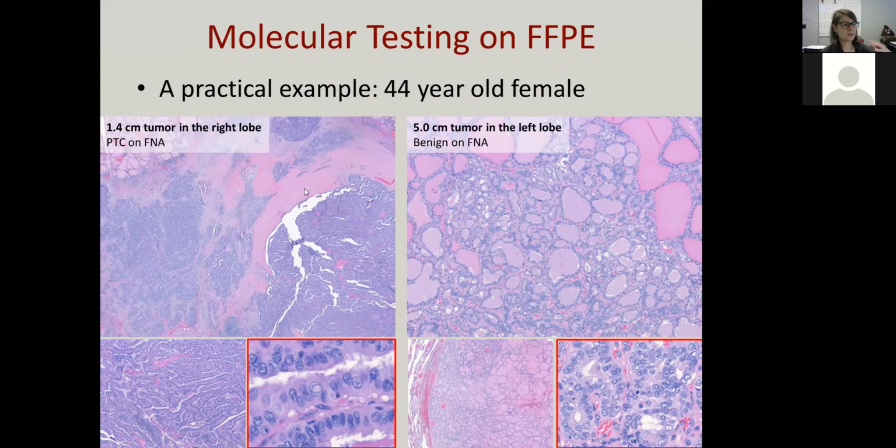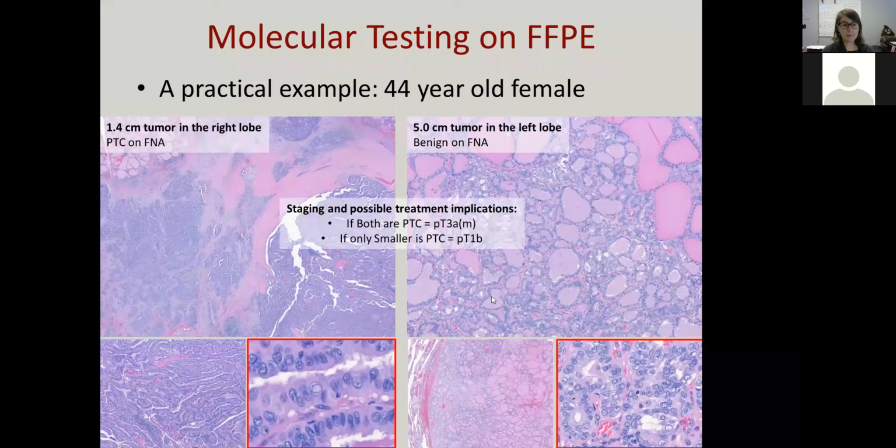A female has two tumors, one on the right, one on the left. The one on the left is a classic papillary carcinoma with stromal sclerosis, invasion, intranuclear inclusions. The one on the right is larger, 5 centimeters, but very well circumscribed, composed entirely of follicles, but has very irregular, crowded, wrinkled, grooved nuclei. Well, if both are papillary, this is a 1.4 and a 5 centimeter PTC. This is now a pT3a. If only the smaller one is a papillary, this is a T1b, perhaps resulting in different treatment for this patient.